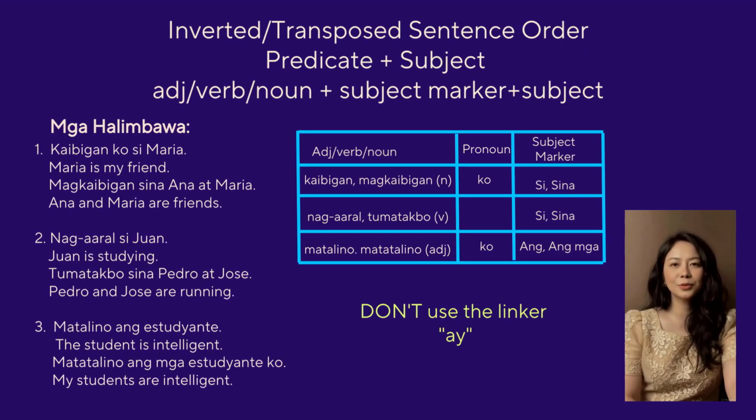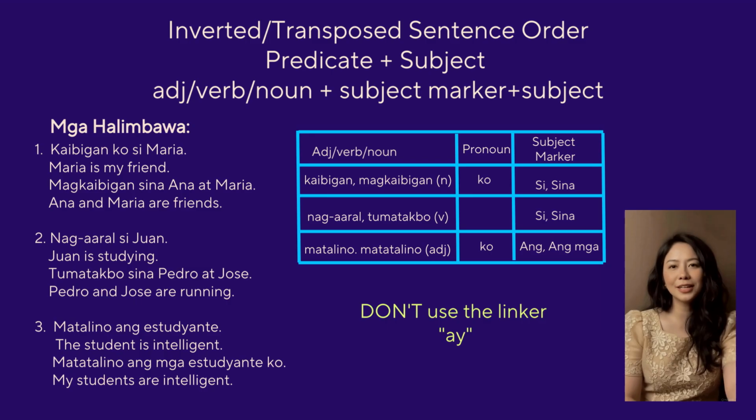Now, here are the examples of our inverted or transposed sentence order. Our sentence format will be the adjective, verb, or a noun first, and then the subject marker, and then the subject. For example, number 1, kaibigan ko si Maria. The noun here is kaibigan. And then, si as our subject marker, Maria is our subject. Kaibigan ko si Maria. Notice that we don't use the linker I here.